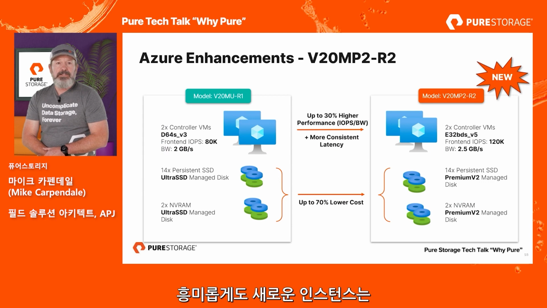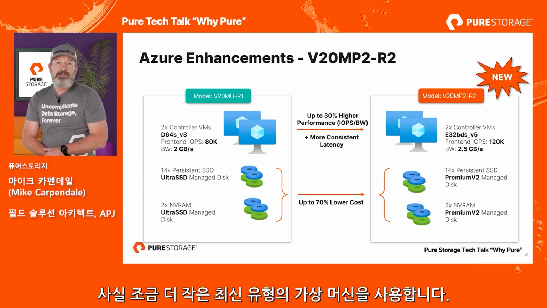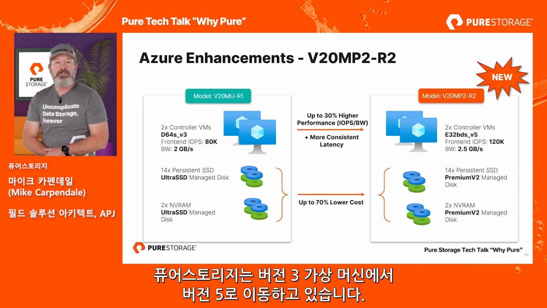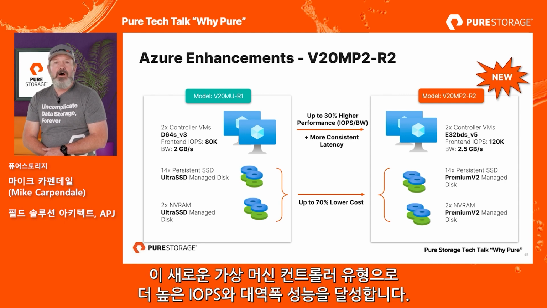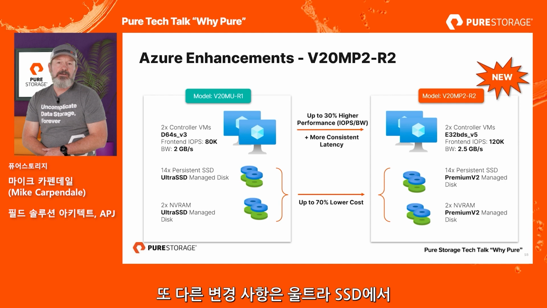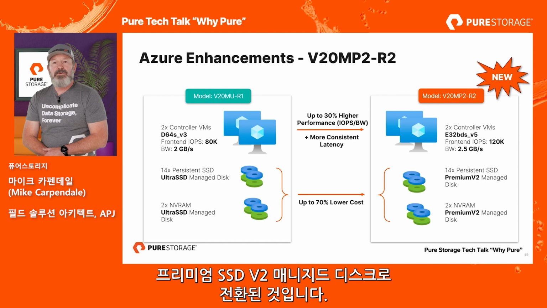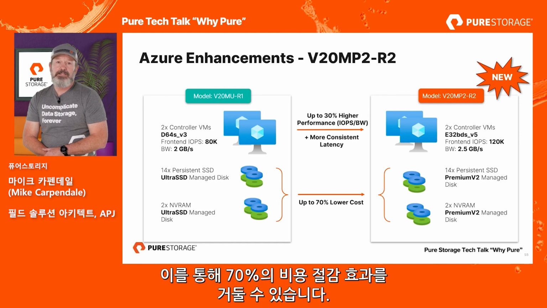The new instance, interestingly enough, is actually using a slightly smaller virtual machine, just a newer type. So we're changing from a version 3 virtual machine to a version 5. We're going from 64 vCPUs to 32 vCPUs. And we're actually achieving higher IOPS and bandwidth performance from this new virtual machine controller type. The other change in the environment is switching from Ultra SSD into Premium SSD V2 managed disks, and this is giving us 70% lower cost.